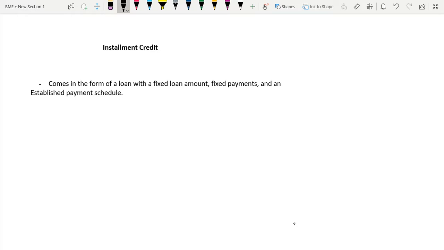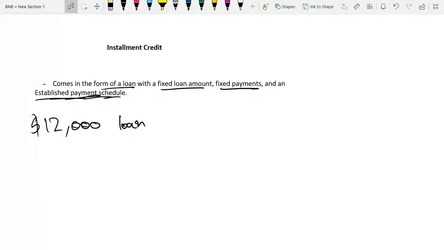So installment credit comes in the form of a loan with a fixed loan amount, fixed payments, and an established payment schedule. So here's an example. If I took a $12,000 loan, because installment credit is just effectively a loan. You're just borrowing money from someone and then you're paying it back. And that's the way that most credit actually works.